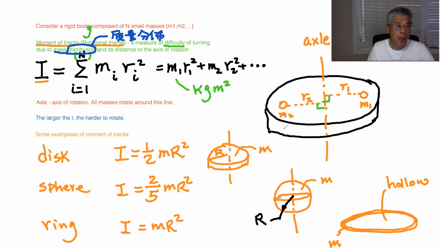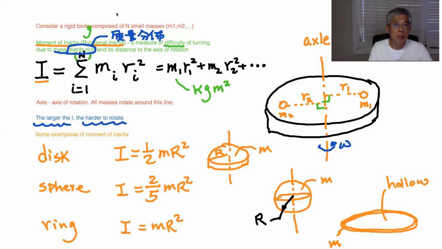And the axle is the axis of rotation. All the masses rotate around this line here. This line doesn't move, but it turns, so you have an angular velocity here, omega. So the larger the I, the harder to rotate. It's how difficult it is to rotate it.